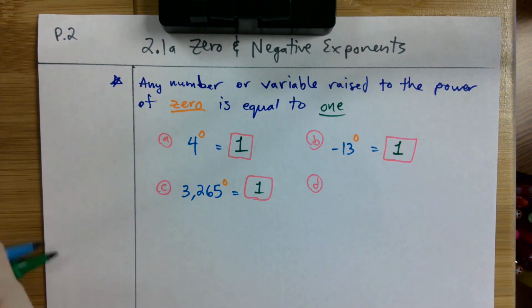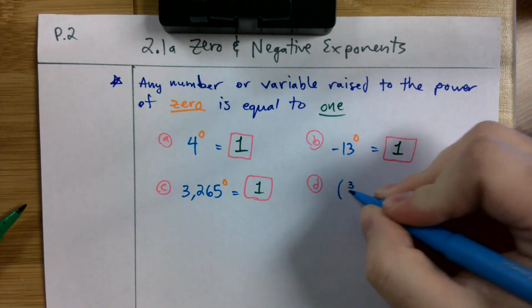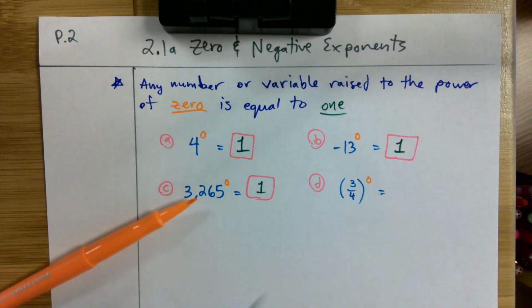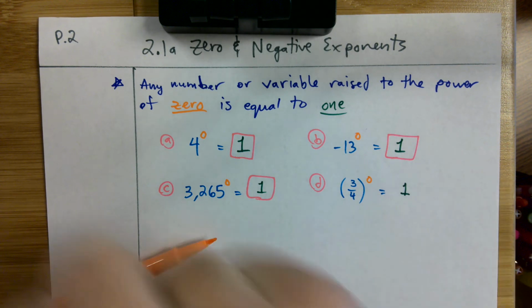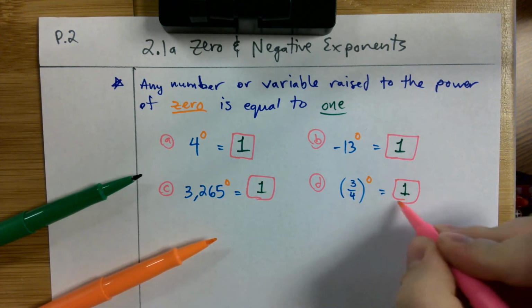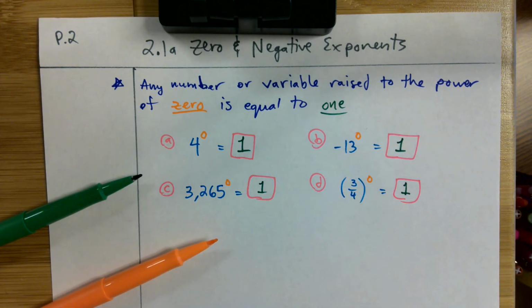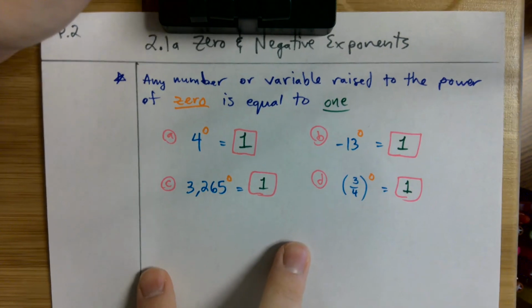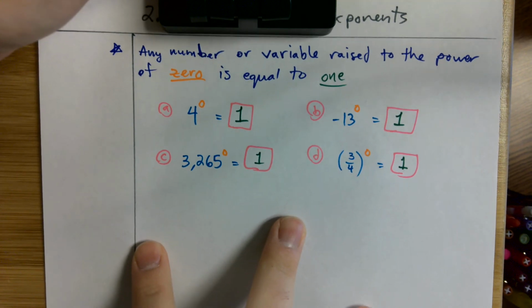And finally, if we had 3/4 to the power of 0, that's going to equal 1 just the same. Even though it's a fraction, it's also going to equal 1. That's the first half of our notes. Not too bad, right? The second half is much longer, but it's okay. At least the first half is a nice, simple concept.